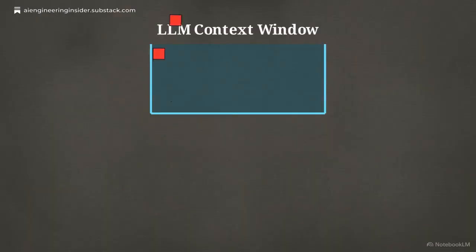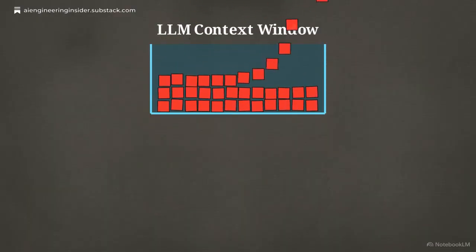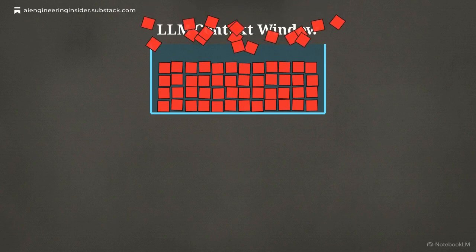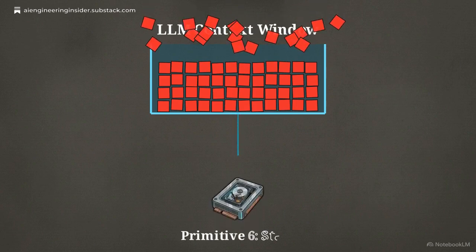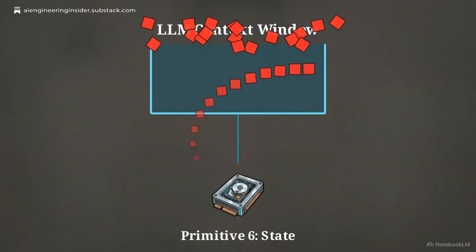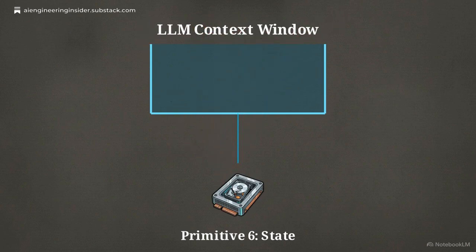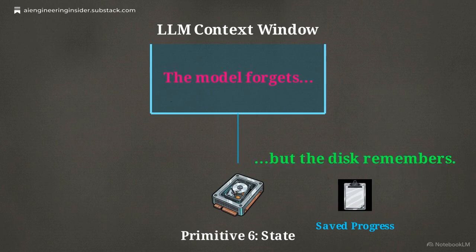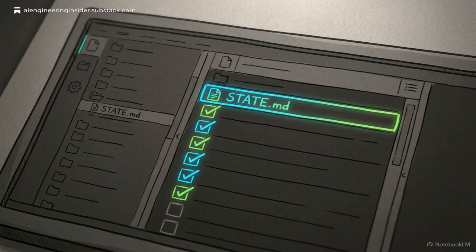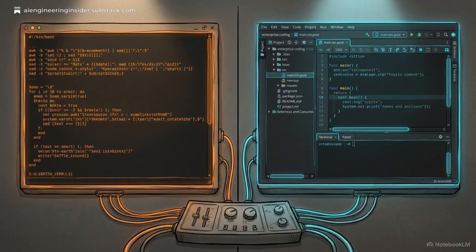However, these multiple verification turns quickly exceed an LLM's context window. Primitive 6, state, provides a persistent record. By writing progress to an external file or a tracking ticket, the system maintains its place between agent runs. The model forgets, but the disk remembers. Sub-agents enforce the correctness of the code, while external state ensures the system can resume its task, making true autonomy possible. These architectural primitives have evolved from custom bash scripts into native features within enterprise-grade tools.